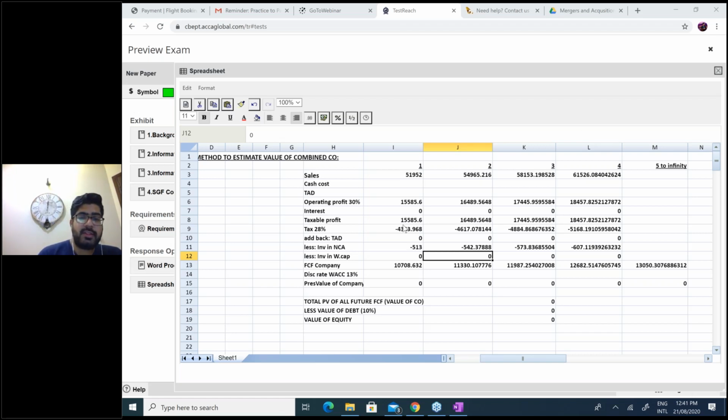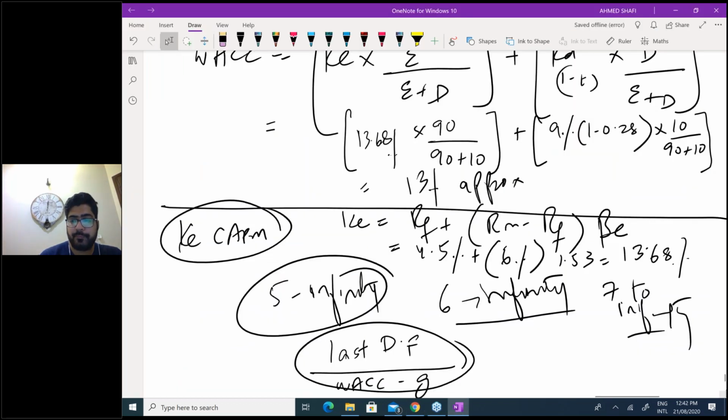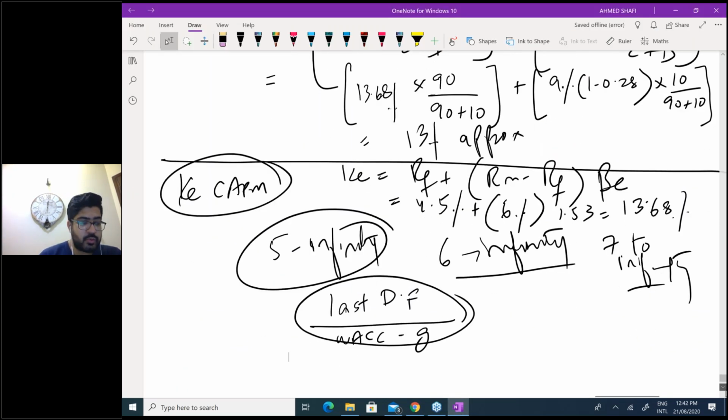So now we have got the FCF of the company. We just need to discount it by the WACC. So what is the WACC here? Now you need to pay attention to WACC.